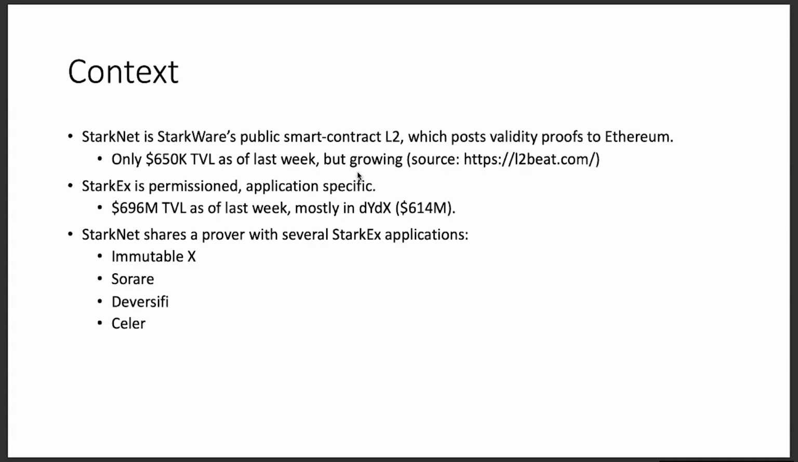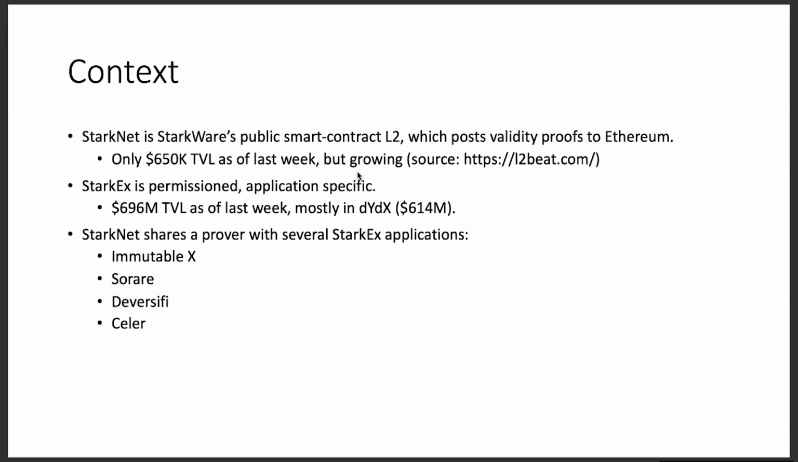So just some background on what StarkNet and StarkX are. StarkNet is a public smart contract L2. I think you can write smart contracts via Cairo, arbitrary Cairo programs, and they can interact with any other smart contract deployed on StarkNet. And then they're posting validity proofs of batches of StarkNet transactions to Ethereum. I think it's a pretty recent launch. It appears that there is only several $100,000 of total value locked in StarkNet right now.